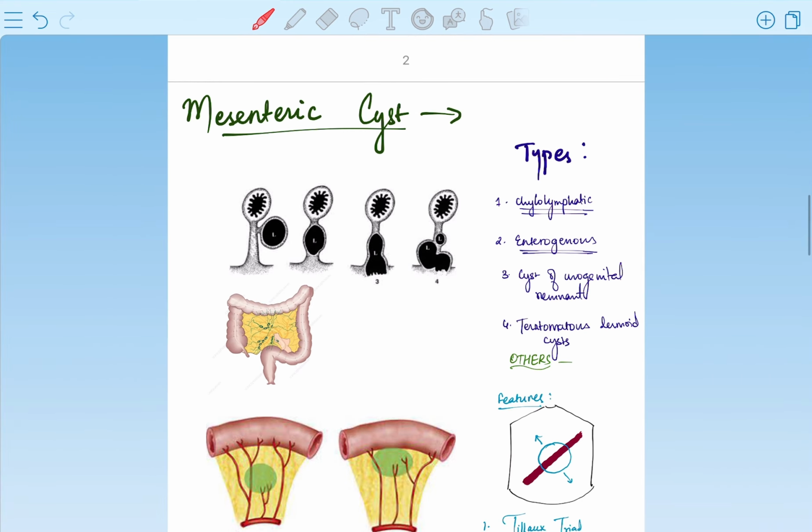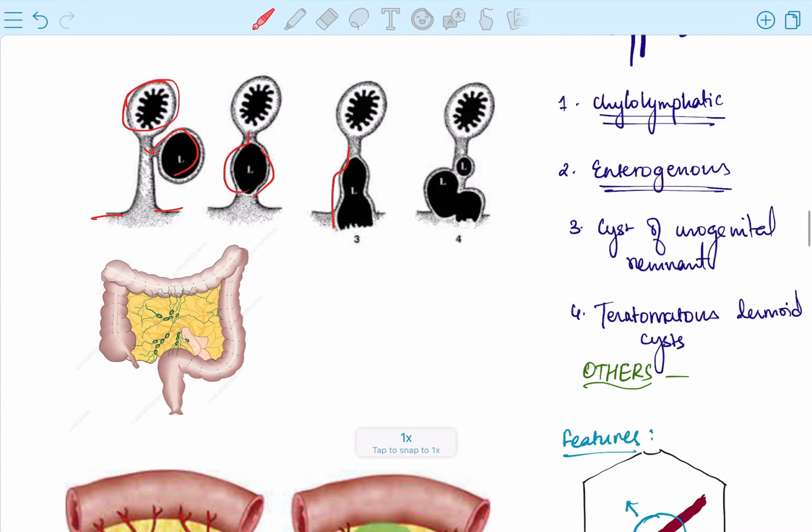Now we are going to the topic called mesenteric cyst. As you can see, this is the mesentery. The mesentery helps to connect your bowel to the posterior abdomen. So there can be a cyst anywhere. These are the forms of cyst. We have 4 basic forms of cyst.